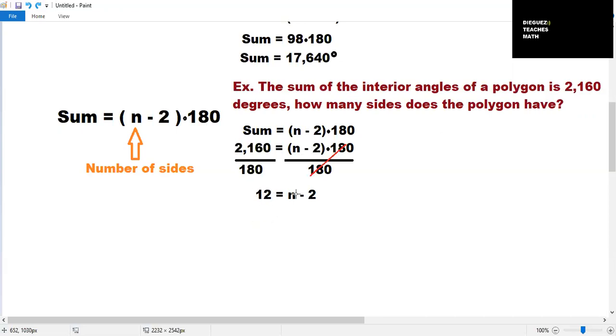So I have 12 equals n minus 2 now. I still need to isolate the n. So I want to go ahead and add 2 on both sides so that these 2 can cancel here. And so they cancel, and I'm left with 14 equals n. So what this means is that a figure with the sum of interior angles of 2,160 degrees has 14 sides.